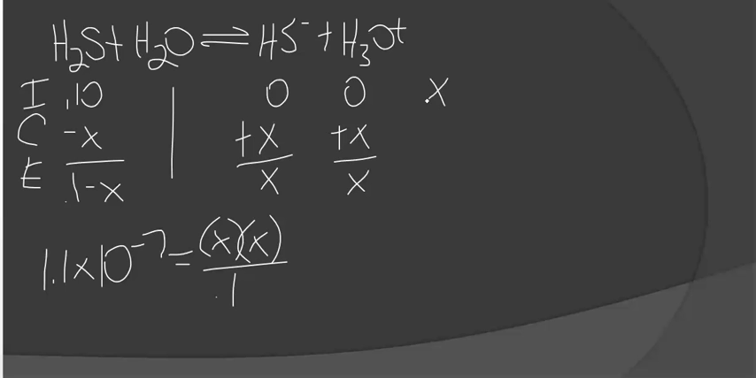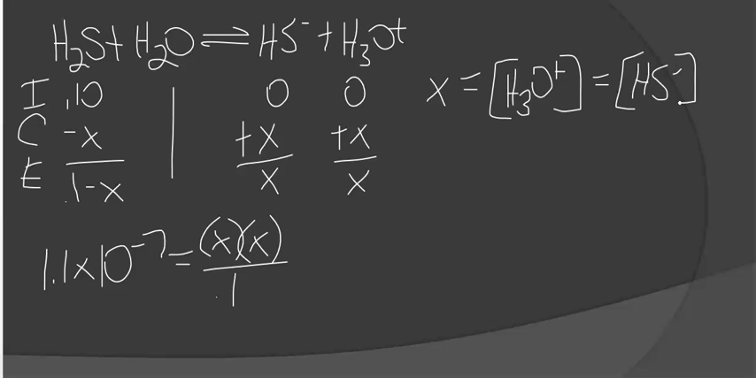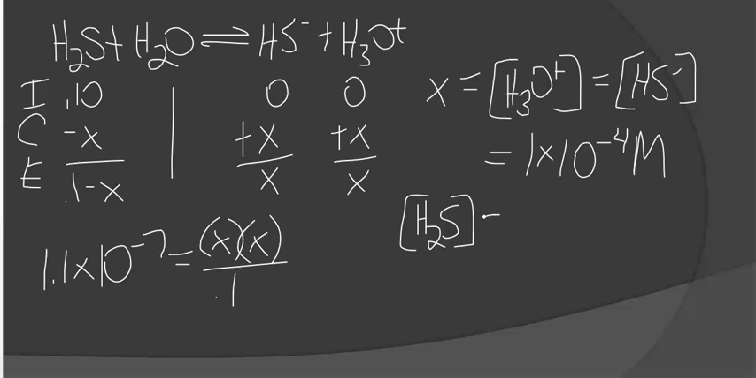So x is the concentration of H3O+ and HS-. And when I solve this Ka1 expression, x comes out to be 1 times 10 to the negative 4th molar. The concentration of H2S is equal to 0.1 minus x. When I take 0.1 minus 1 times 10 to the negative 4th, essentially I get 0.1 molar. It doesn't dissociate very much at all.